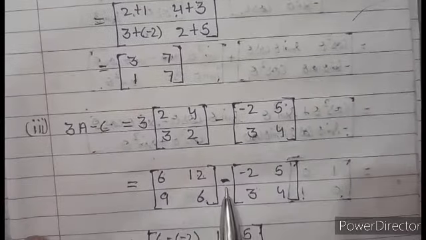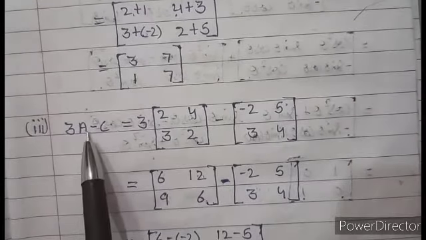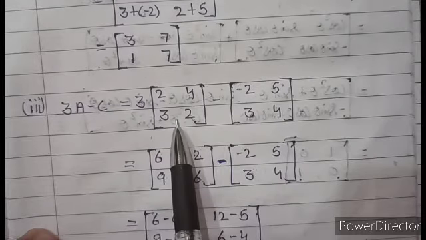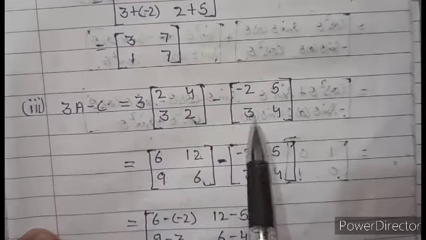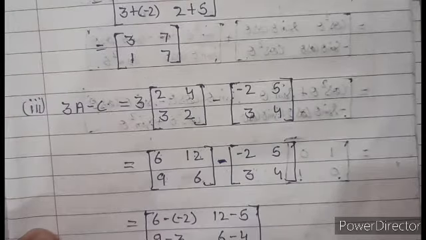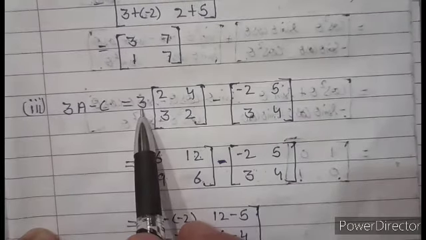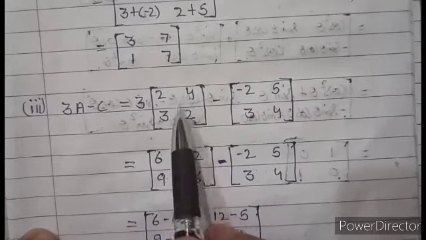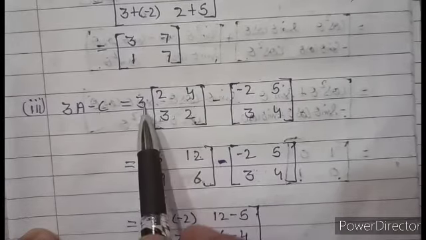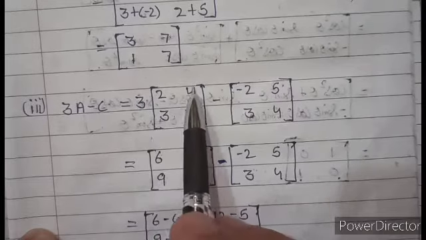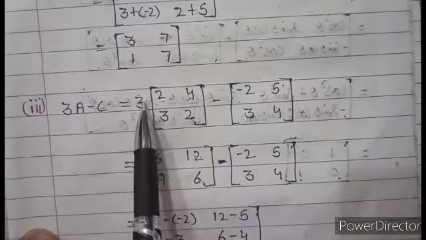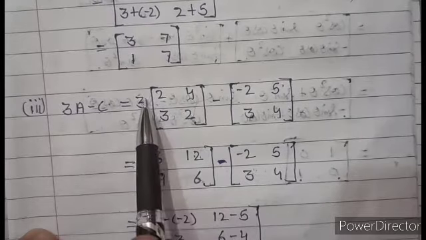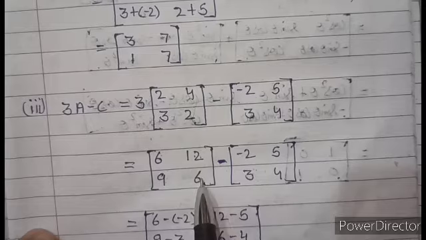Now the third part was to find 3A minus C. Now 3A, this is matrix A given to us, minus C. The C matrix was also given to us. As we know, if a scalar is multiplied to a matrix, then it is multiplied to all its elements. That means 3 will be multiplied to all the elements of the matrix A. So this will be 3 into 2 is 6, 3 into 4 is 12, and similarly 3 into 3 is 9 and 3 into 2 will be 6.